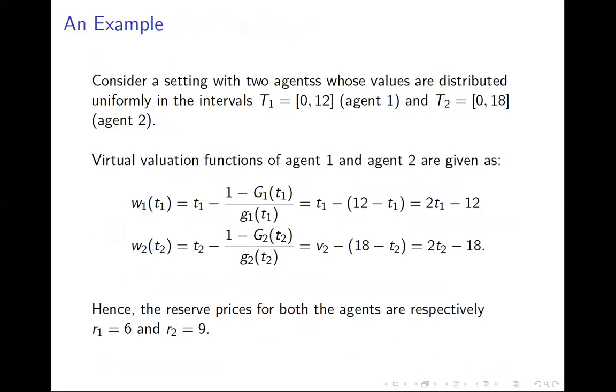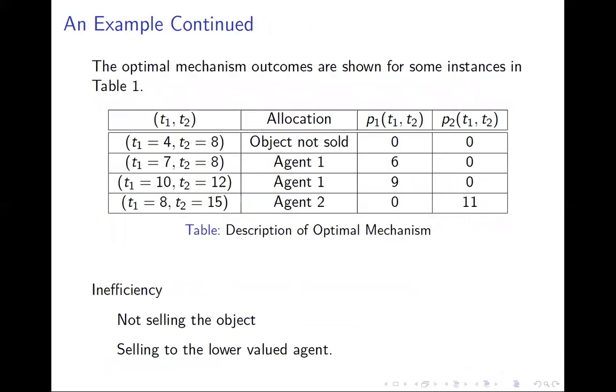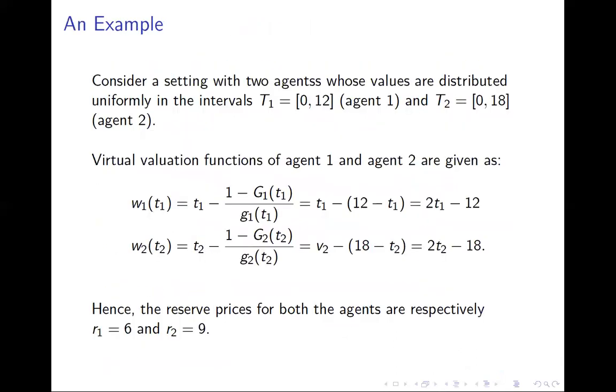So here is an example, a worked out example. Let's go through this so that we understand some delicacies and intricacies of this. So the example is with two agents. One agent has support [0, 12], the other has support [0, 18]. Both the agents' values are distributed uniformly in this support. So that means that agent 1's virtual valuation, we saw that the virtual valuation is 2T1 minus the upper support of the interval, which is 12. And for the second agent, it's 2T2 minus 18.